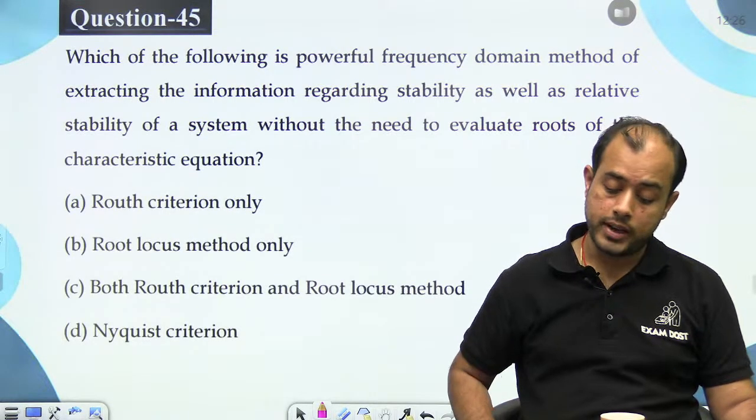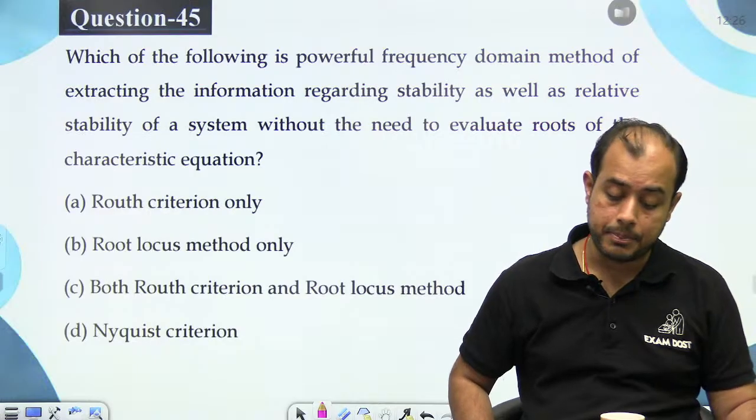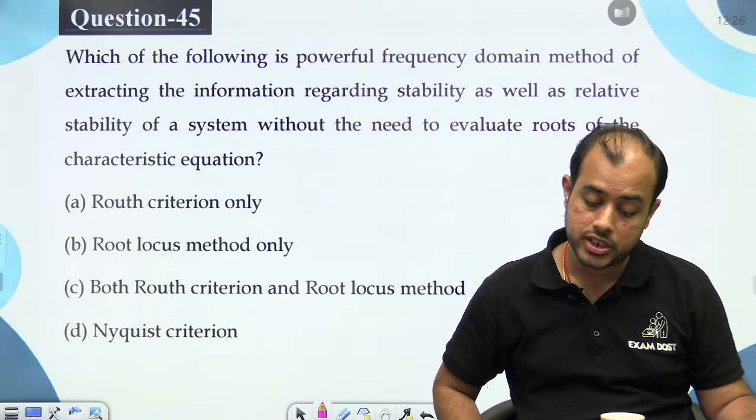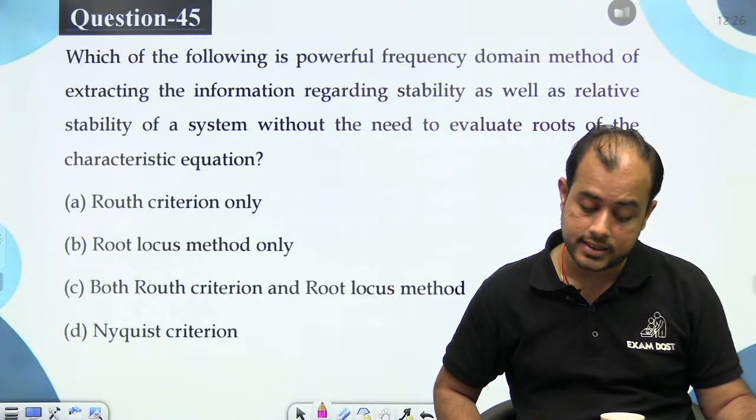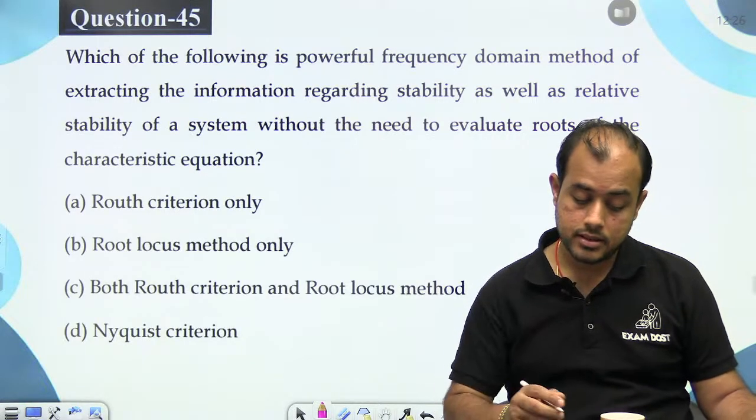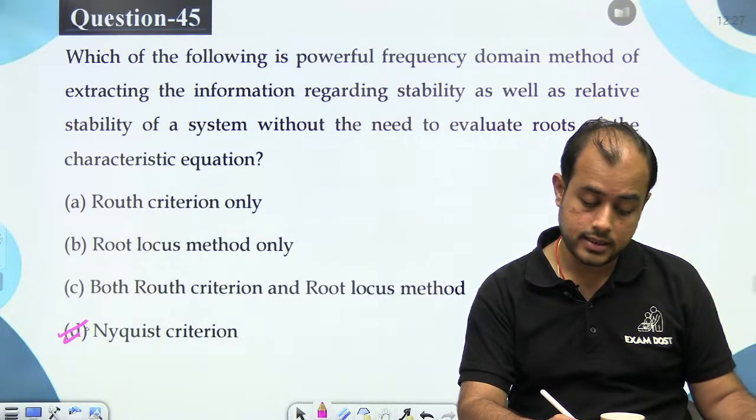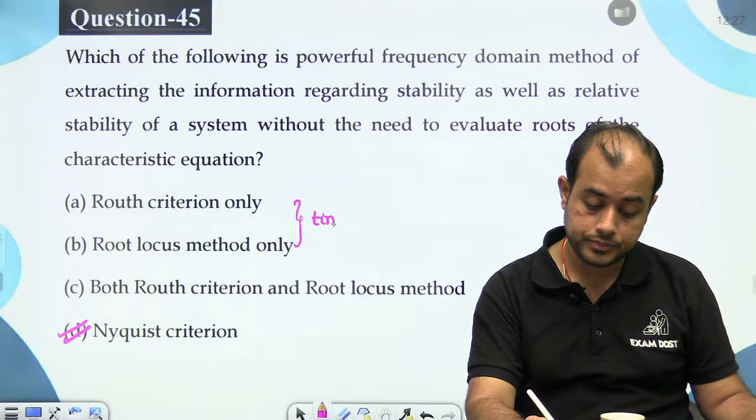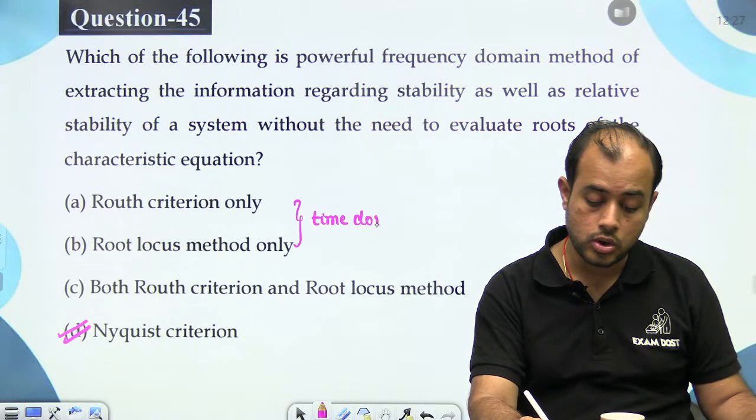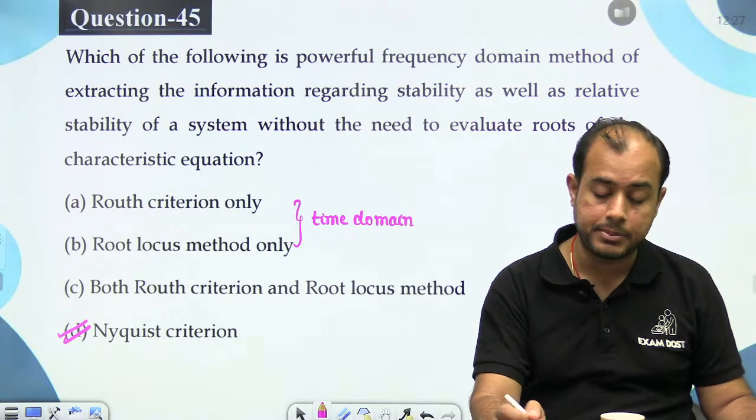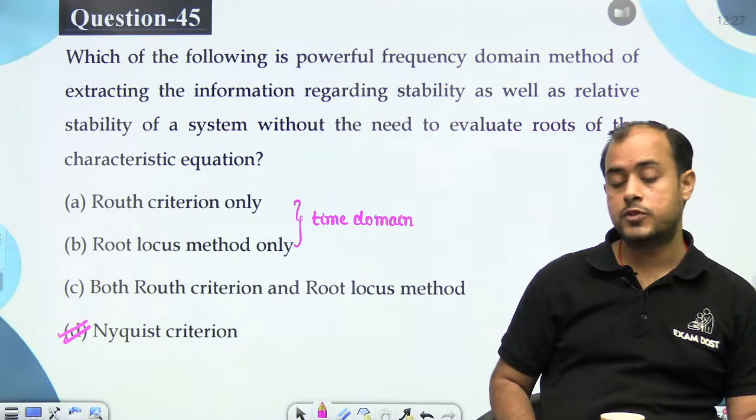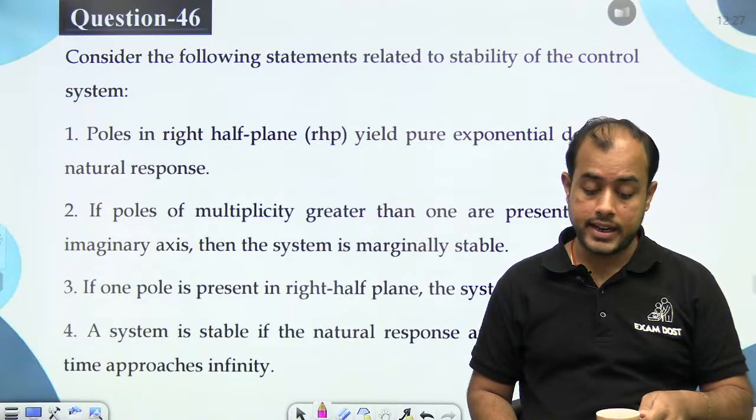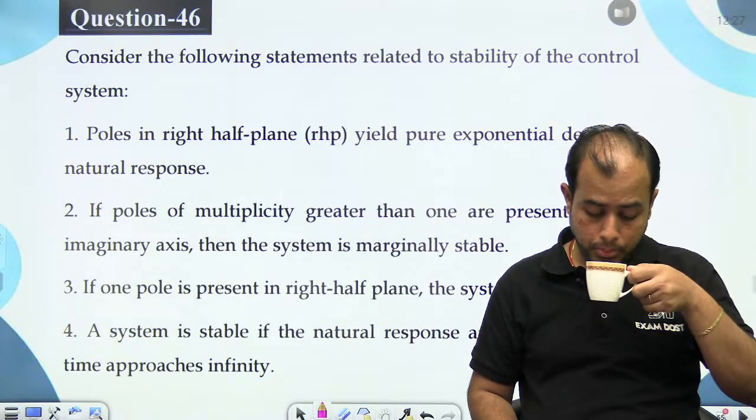Which of the following, ESE 21, is a powerful frequency domain method for extracting information regarding stability as well as relative stability? Nyquist criteria. Others are time domain approach. Root locus and Routh criteria are time domain. Nyquist is frequency domain. Consider the following statement related to the stability.